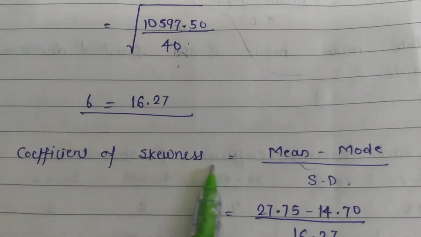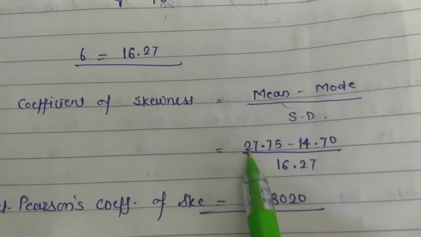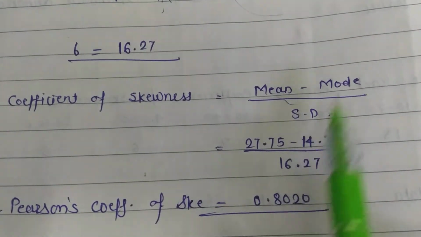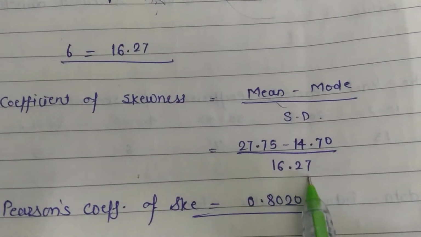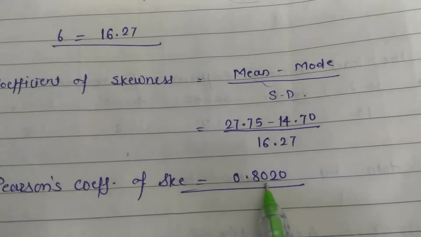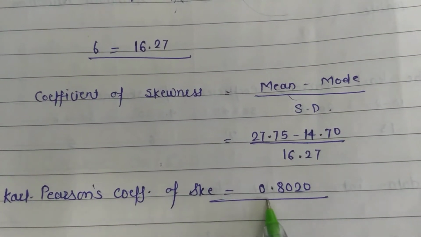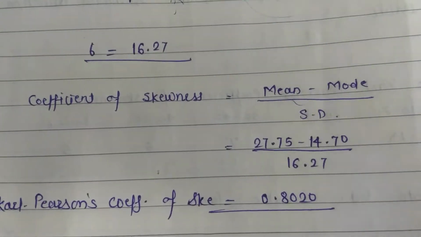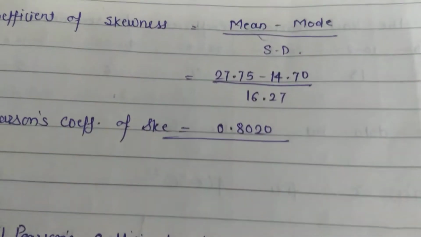Now coefficient of skewness is equal to mean minus mode upon standard deviation. Mean is 27.75, minus mode 14.70, and standard deviation is 16.27. So take the subtraction and divide by this, and we get 0.8020. Therefore Karl Pearson's coefficient of skewness is 0.8020. In this example I also find that the value is positive. In the next example we will see more in detail.